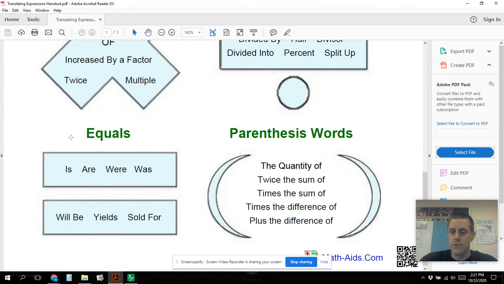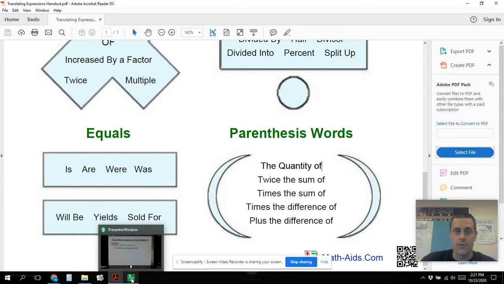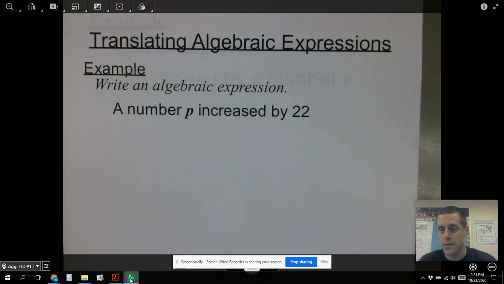Don't worry about the equals words. We will cover those when we study equations in a couple weeks. But you do need to be mindful of parentheses words, or words that mean we need grouping symbols. The biggest one you'll see most frequently is the quantity of, but things you could also see that mean we need parentheses in our expression are twice the sum of, times the difference of, and plus the difference of. So if you have access to that handout, I would highly recommend it. Use it as we work through this lesson, translating algebraic expressions.